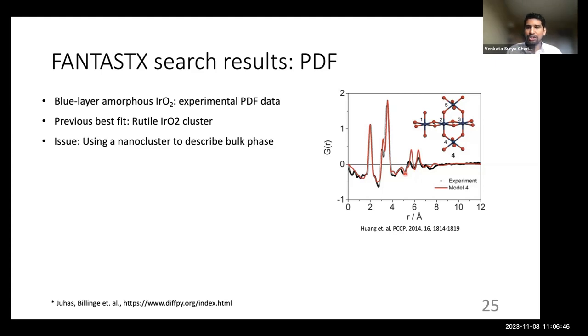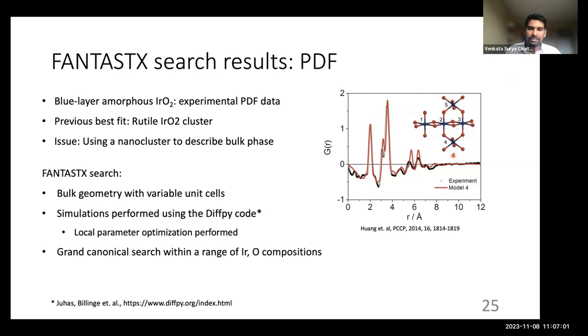PDF. And another issue is what we have in the experiments is an amorphous bulk phase, whereas the atomistic structure we have here, which is our best guess, is a nanocluster. So this again gives a good problem where we can use FANTASTX to find the bulk structures that correspond to this experimental signal. So we perform this grand canonical search where we vary the composition of oxygen and iridium within a range and search for various bulk structures that match the PDF data.